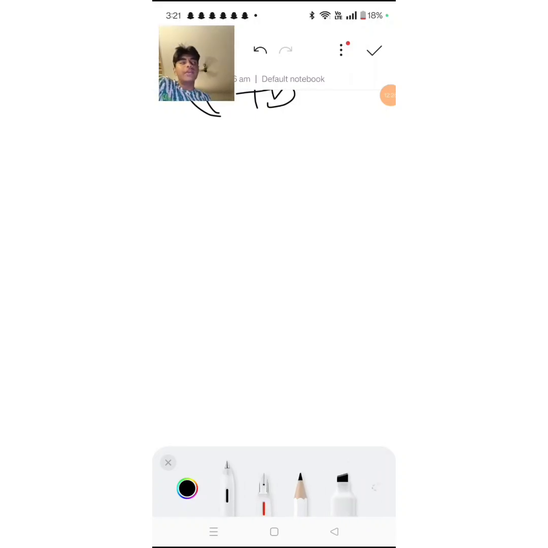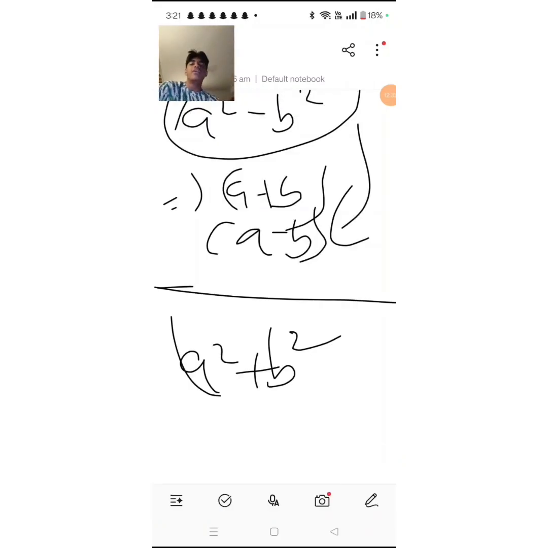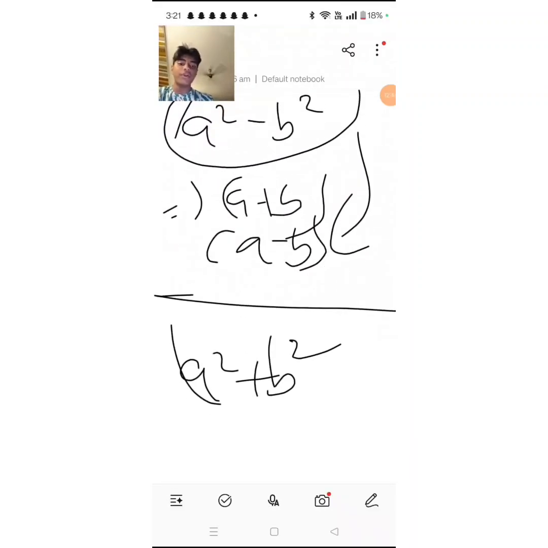So factorization is kind of like a puzzle, okay? You have the difference of squares, difference of cubes, sum of cubes, grouping, general factorization, sum and product, that's it. That's literally it. That's just 6 different ways you factorize, and that's it.